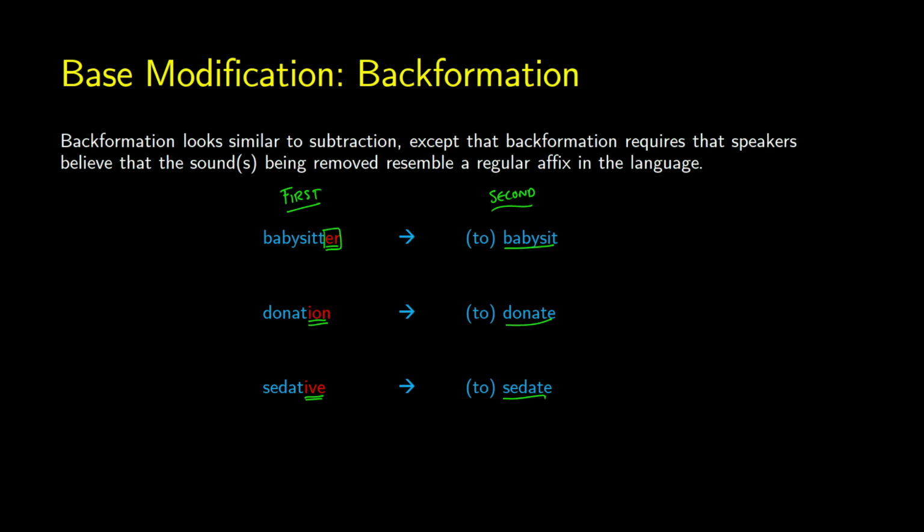You have X-er, and this is going to correspond with X, where X-er is a noun and X is just a verb. So I'm sort of shortening those lexical entries there to get the point across. Or donation, you might have X-ion, so this is the noun form, and then that corresponds with just X, which is the verb form. So that is backformation. It looks very similar to subtraction, and in a model you might not even be able to tell the difference. This is more of a historical reason for why these occur, and that's how they're classified.